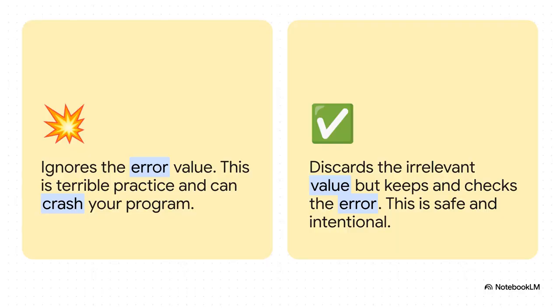Okay, now this slide is really important because it shows the difference between a dangerous mistake and a really powerful technique. On the left, you see code that uses the underscore to discard the error. This is a huge no-no. Errors are your friends. Ignoring them is just asking for a crash. But on the right, we see the smart way to use it. Here, we don't need the file info, but we absolutely need to check for an error. By assigning the info to the underscore, we're signaling our intent. I'm ignoring this value on purpose so I can focus on the error. It's clean, it's safe, and it's intentional.